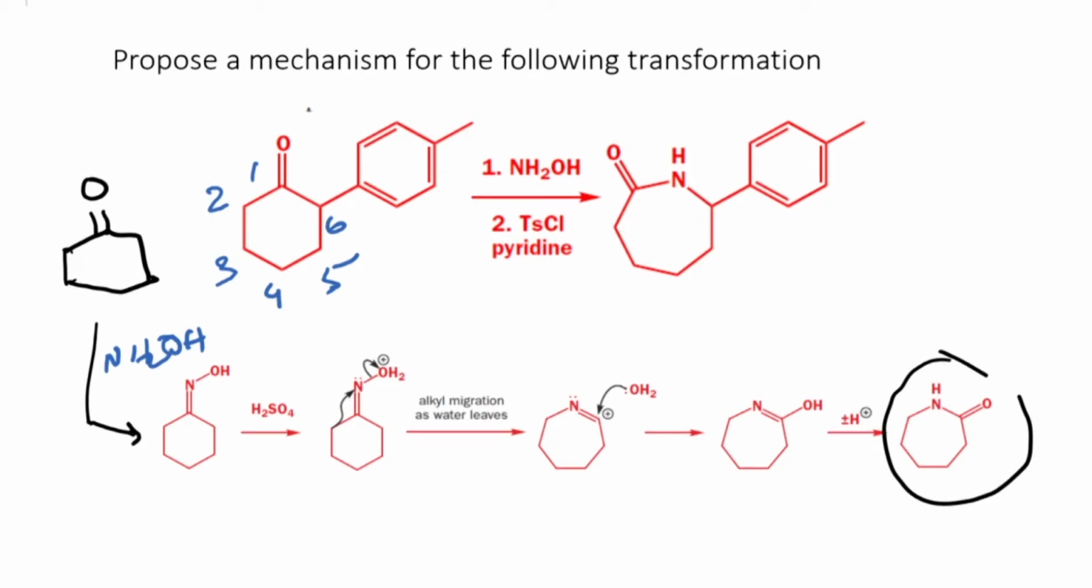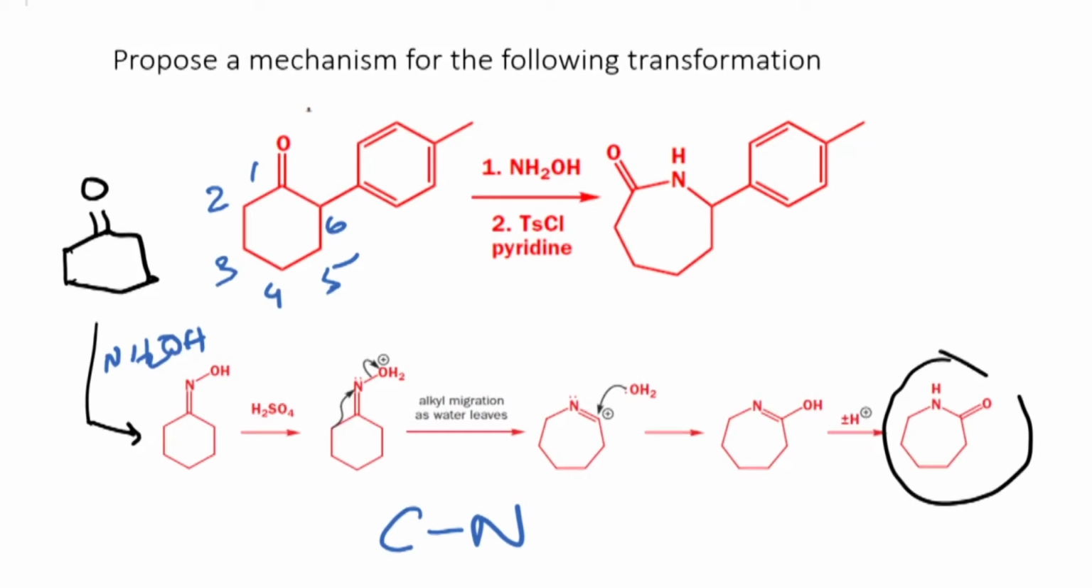Once it reacts with H2SO4, the hydroxyl group gets protonated, and then the carbon-nitrogen bond is broken, which is the alkyl migration. This is a carbon to nitrogen migration, and it produces this C double bond N with a positive charge on it, which then subsequently reacts with water, and tautomerism finally gives you this 7-membered amide ring. As I mentioned, in the cyclohexanone case, there is no question of cis and trans isomerism.